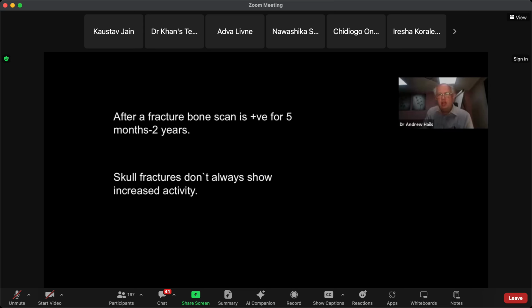So a fracture may remain positive for variable times, roughly 5 months to 2 years. So it's very difficult. You can't really look at a fracture on a bone scan and say that fracture is 2 weeks old, that fracture is 6 months old. You can't do that. And skull fractures, if you think of a skull fracture and plain films, skull fractures often don't heal. So they don't always show increased activity on the bone scan.